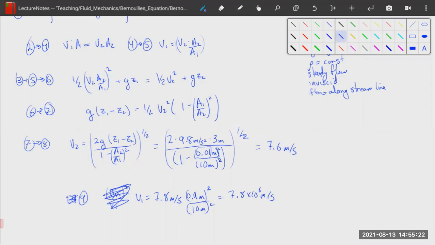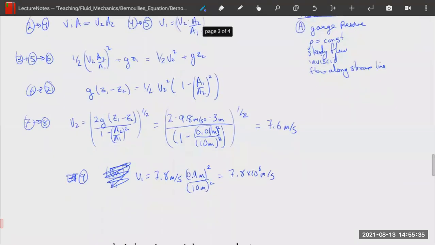The width of your hair is about 100 microns, and this is going at 7 microns per second. So it would take about 10 seconds for it to fall the width of your hair, which is pretty crazy.